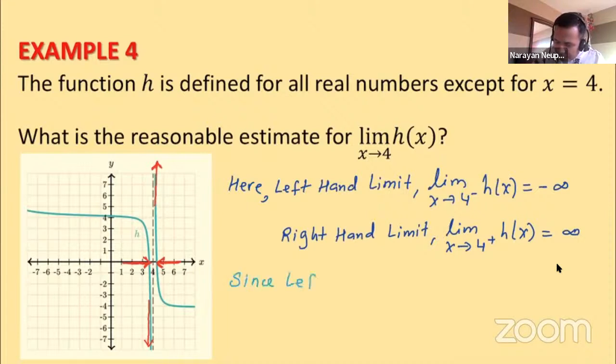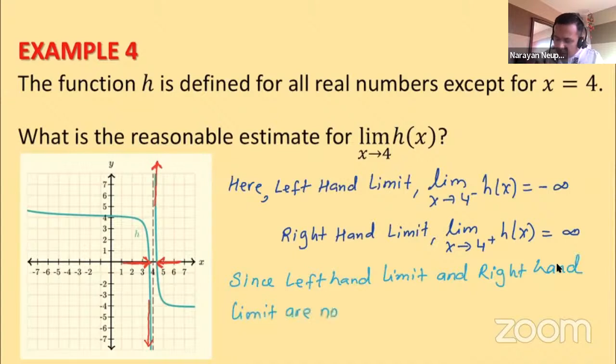Since the left-hand limit and right-hand limit are not equal, the limit does not exist. So in this case, the limit as x approaches 4 of h of x does not exist.